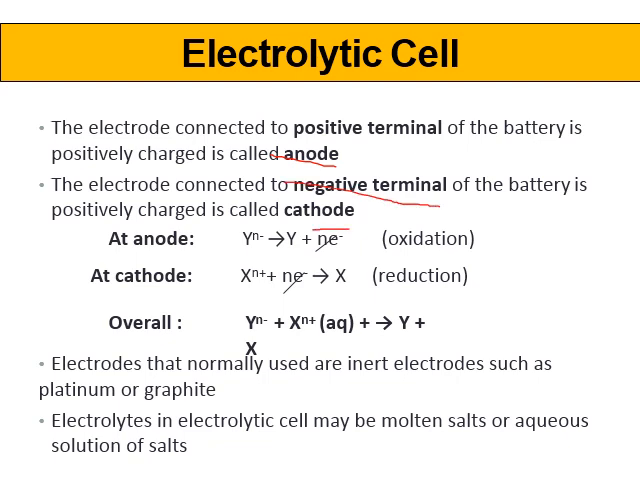So in here, anode is where oxidation happens, similar, and cathode is where reduction happens. Reduction is gaining, anode is losing. Overall, it's still similar.